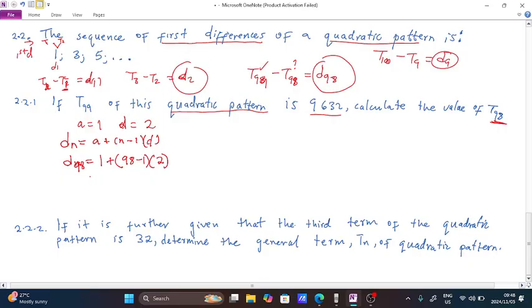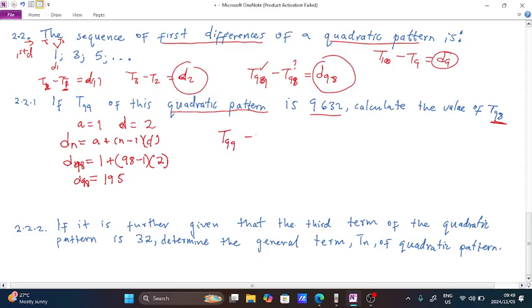Now, what will be the answer here? 98 minus 1 is 97, times 2, plus 1. You get 195. You are all getting 195. Now I can go and use this formula of mine.